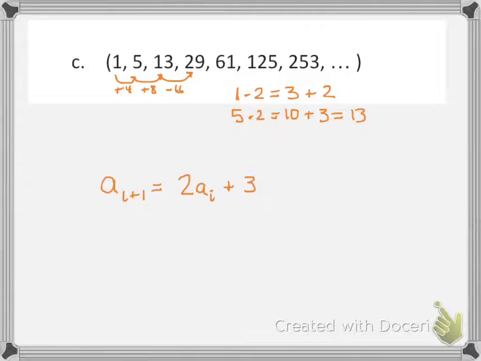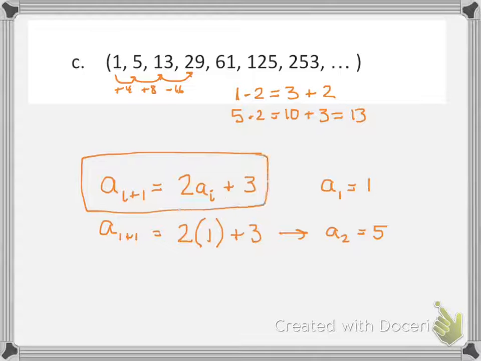And what's our first value? Well, a sub 1 is a 1. Well, let's see if that makes this true. A sub 1 plus 1 is equal to 2 times a sub 1, which is a 1, and then plus 3. And let's see if that's what we get. Well, a sub 1 plus 1 is a sub 2, so the result after round 2. Hopefully it's a 5. Let's see. 2 times 1 is 2, and 2 plus 3 is 5. Yeah, it is. So this is going to work, and that is our recursive relationship.